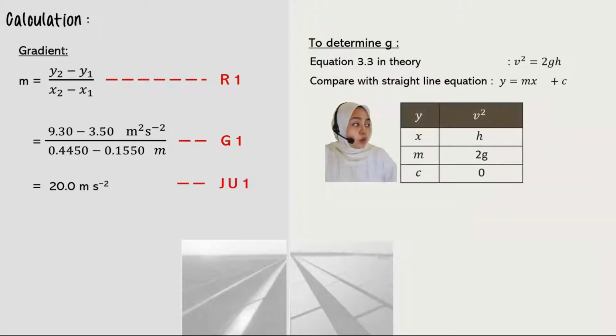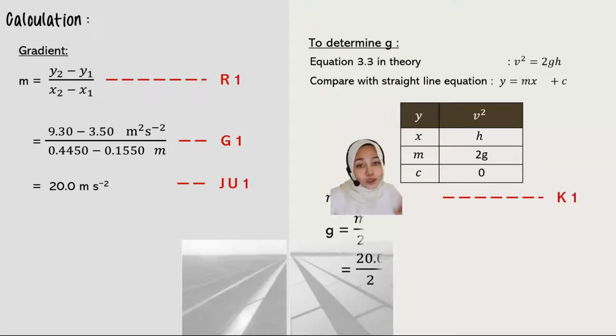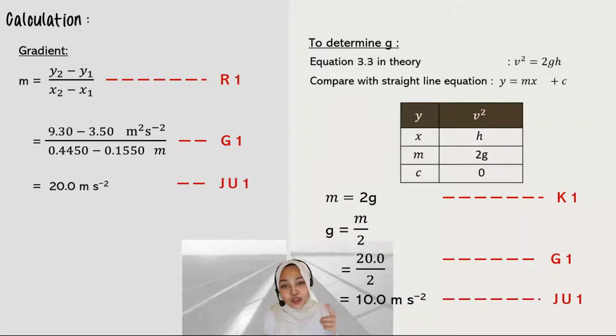The quantity along the y-axis is the v squared. The quantity along the x-axis is the height. The gradient is the 2g, and the y-intercept is 0. And when you compare the gradient with the equals to 2g, that is k1. You do substitution, you get g1. And of course, your final answer, Ju1.